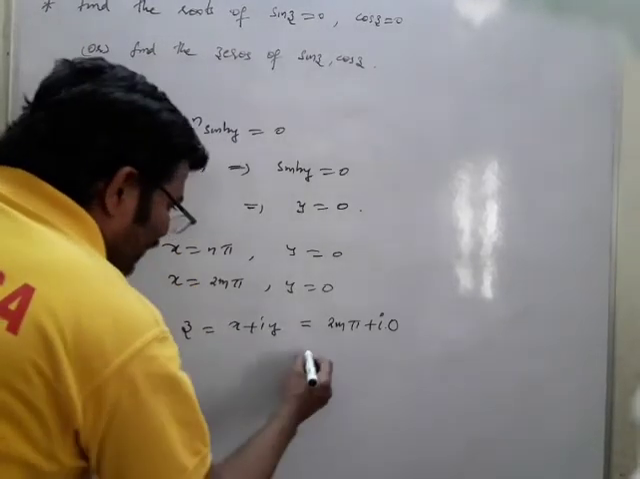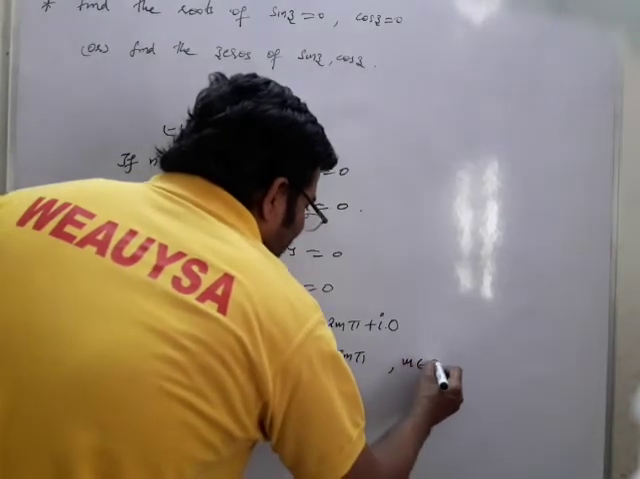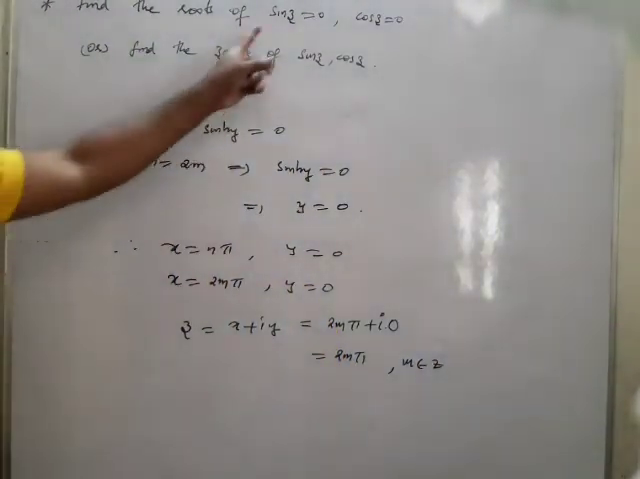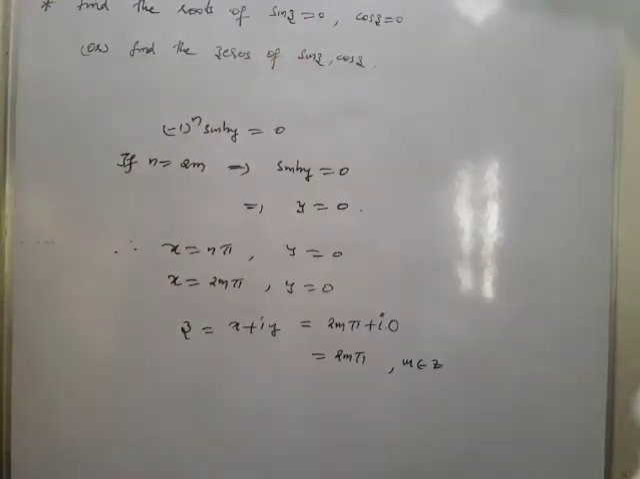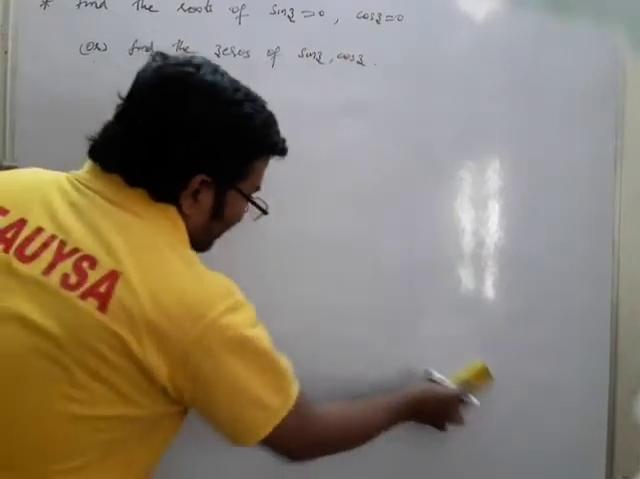So therefore what we will get here is 2mπ, where m belongs to Z. Now this is the value of z by taking sin z equal to 0. Okay, this is the value of z. Next we will try to solve cos z.